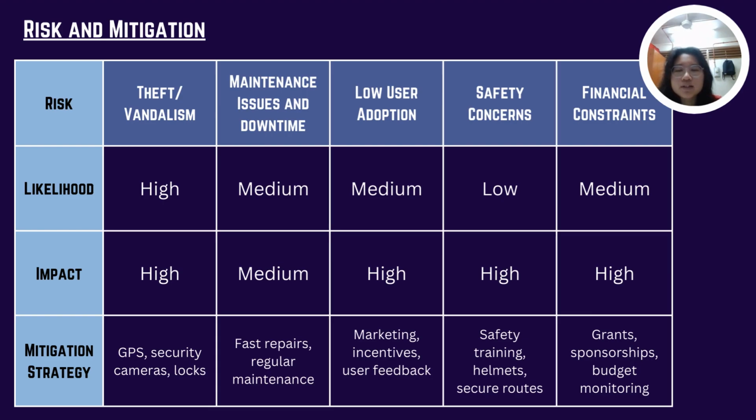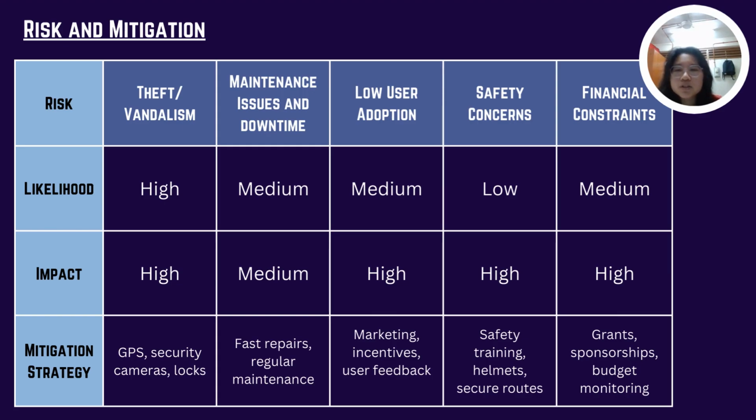First is the theft and vandalism of e-bikes. It is more likely to happen and brings big impact. We need to install robust locking systems, security cameras, and GPS tracking, and partner with campus security for regular monitoring. Next, maintenance issues and downtime. To solve this, we'll establish regular maintenance schedules and quick response protocols, and partner with reliable service providers.